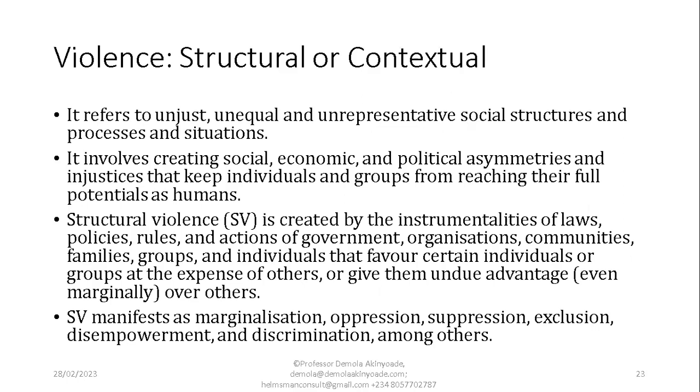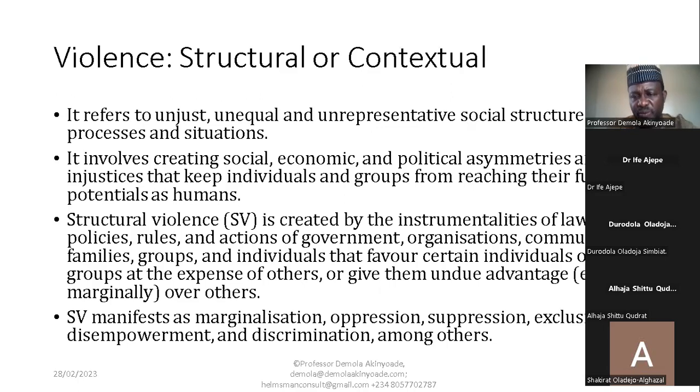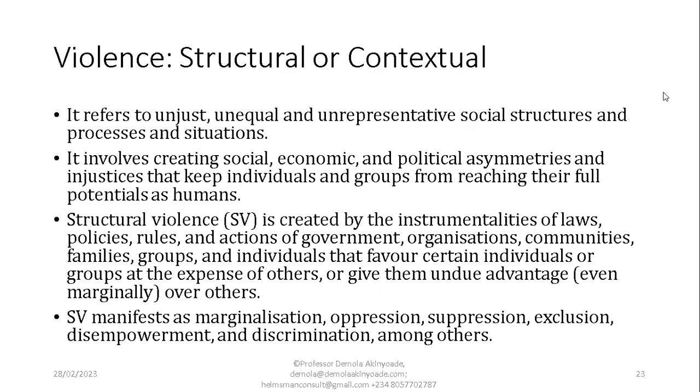Now, the second type of violence is called structural or contextual violence. You see, unlike physical violence, structural violence is not so visible. And usually, physical violence has its foundation in structural or contextual violence. Structural violence refers to unjust, unequal, or unrepresentative social structures, processes and situations. We see them in our laws, in our political system, in our economic asymmetries, in the way we arrange our organizations, in the way we arrange our societies, that deprive some people, that marginalize some people, that give some people undue advantage over other people.